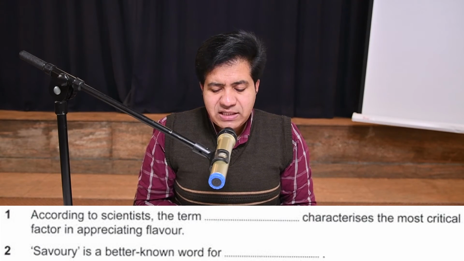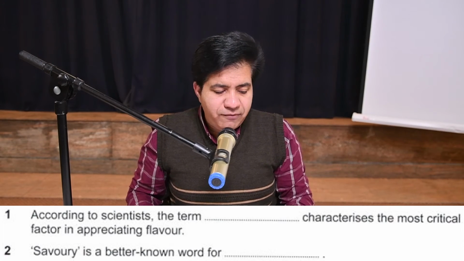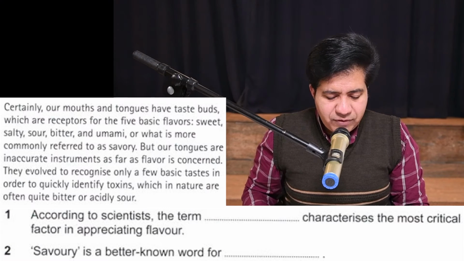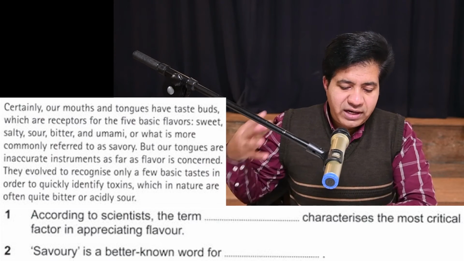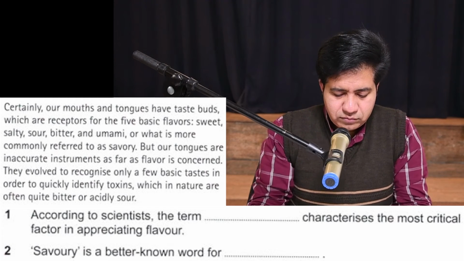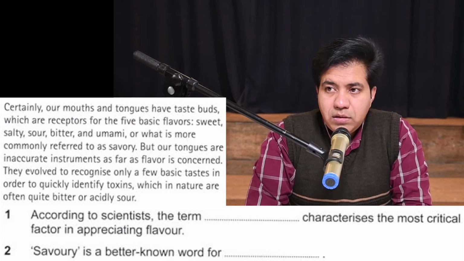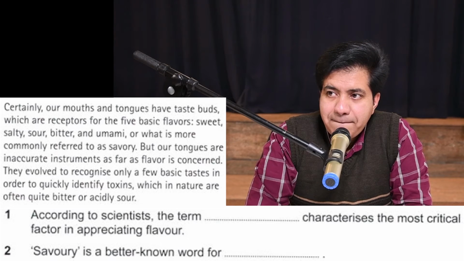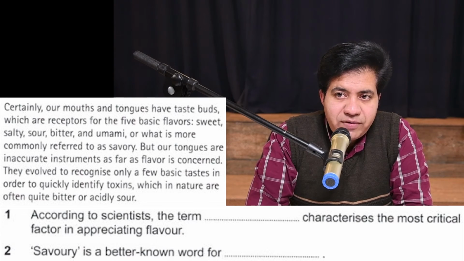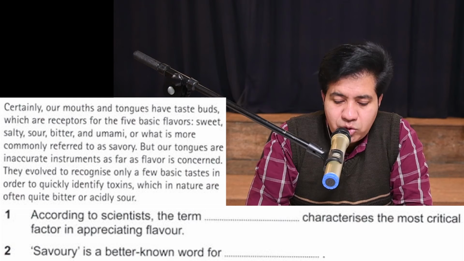Savory is better known word for. Savory is in inverted commas. Go back to the same paragraph. Look for the word savory in the next paragraph, and then you have to see savory is a better known word for, meaning savory is a word for another word. For savory they use another word and that word will be your answer. Second paragraph, look for the word savory and see what other word they are using for savory, that will be your answer.